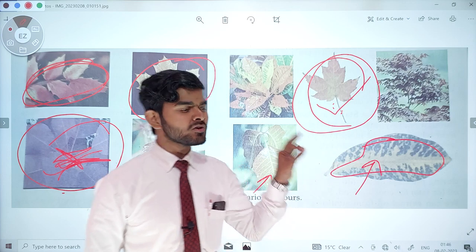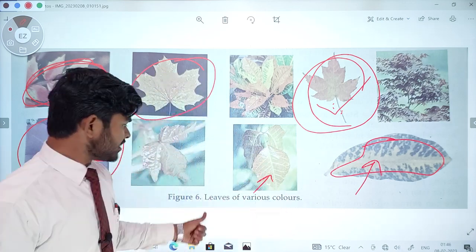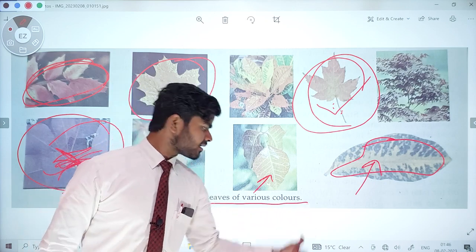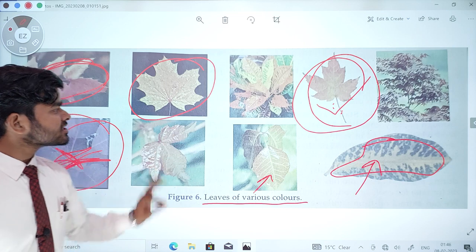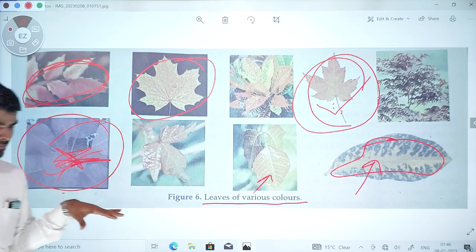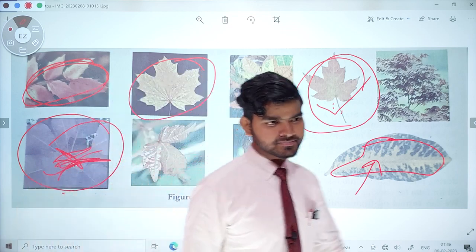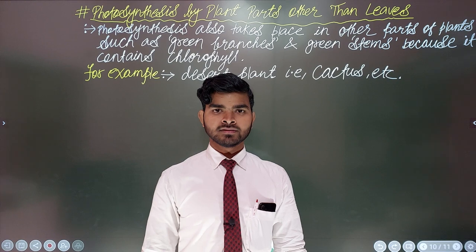Okay, then I hope you have learned about this very well from this figure. The leaves of various colors that I have already taught you, looking at this figure you can easily learn about this section. Okay, then we'll see the next topic.